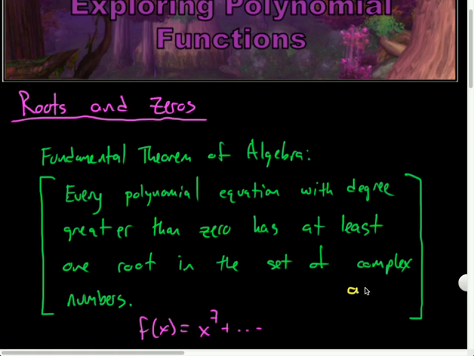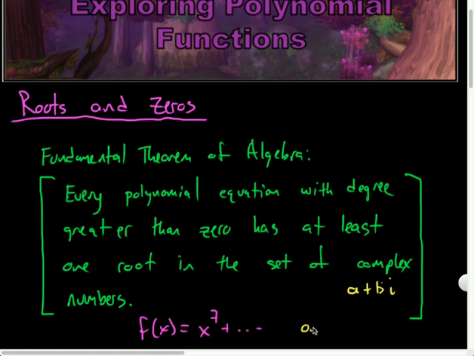Complex numbers are numbers of the form a plus bi. If b is 0, then this whole thing's 0, and it's just a real number. If a is 0, then this whole thing's 0, and it's just a purely imaginary number. But complex numbers are those kind of hybrid either case situations. Now, what they're saying is, if you have a degree greater than that, then you have at least one root.